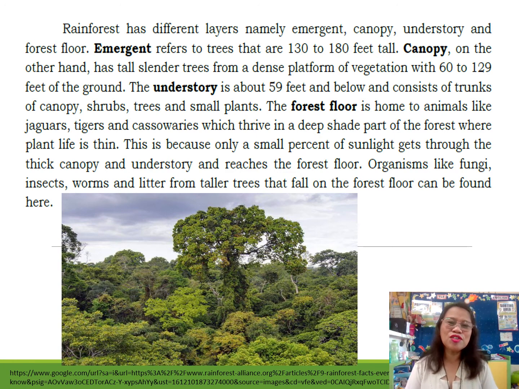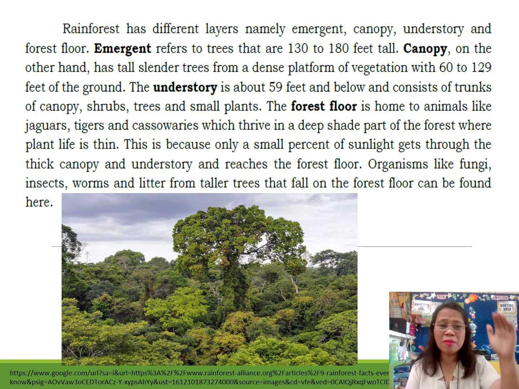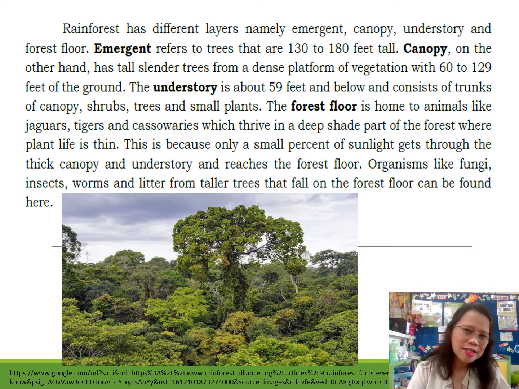Then the understory is about 59 feet and below. After sa canopy, 59 no, then pasidong sa ubos, that's the understory. Now, about 59 feet and below and consists of trunks, ang mga lawas na sa mga trees, the shrubs, kanang mga trees nga mga buon, they are considered as shrubs. The trees, ang mga trees nga mga mubuon, and the small plants. And finally, the last part, ang pinakaubos guys ang tanan, is what we call as the forest floor.